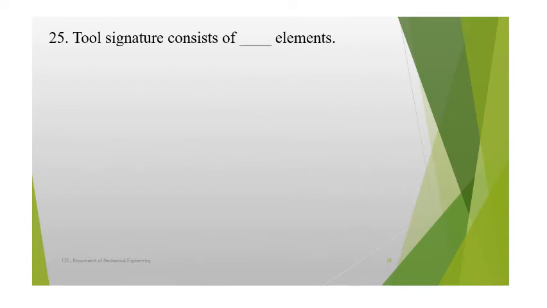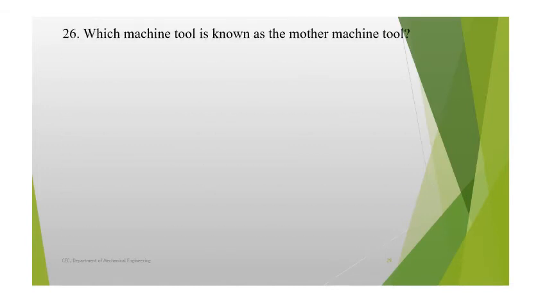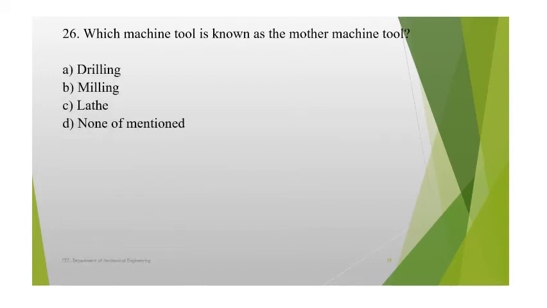The 25th question: tool signature consists of how many elements: 2, 4, 5, or 7? Totally 7 is the right answer. The tool signature includes side rake angle, back rake angle, and end cutting edge angle. There are a total of 7 important parameters in the tool signature. Next, which machine tool is known as the mother machine tool: drilling, milling, or lathe? The lathe is the mother of all machine tools. The answer is C.